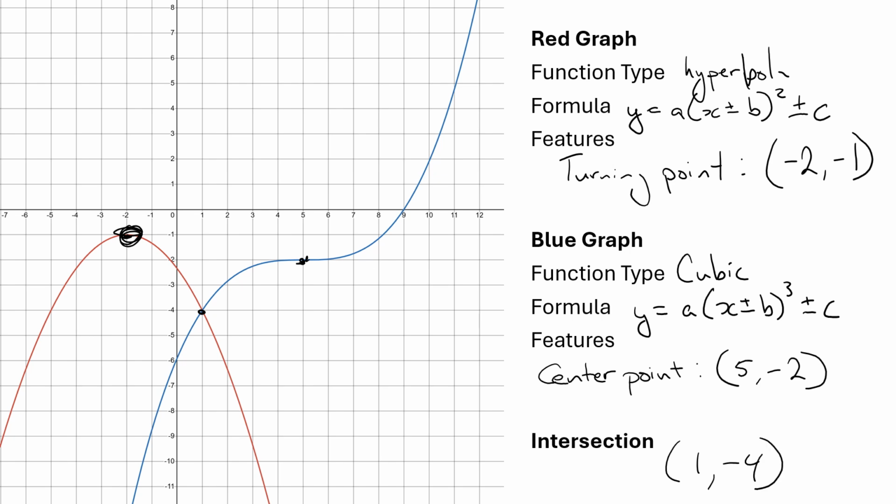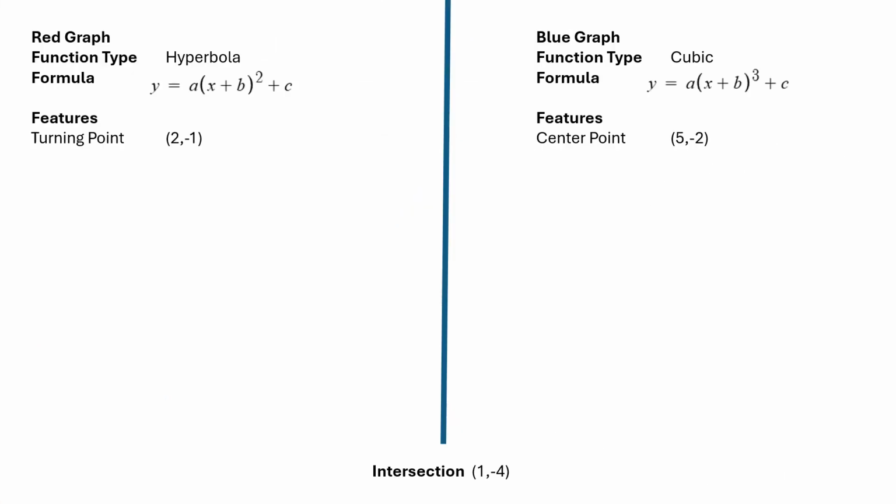And that's all the information that we need. We can take that on to the next slide. We've got the same thing again, right? We've got our function types and our formulas already worked out. We've got our turning point and center point. So all we have to do is substitute in our values.